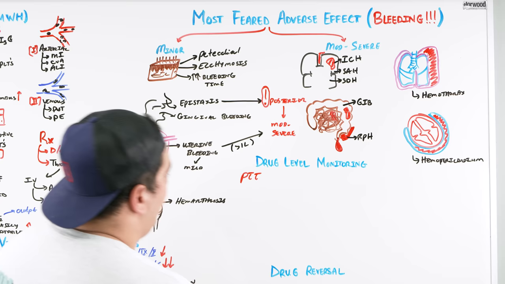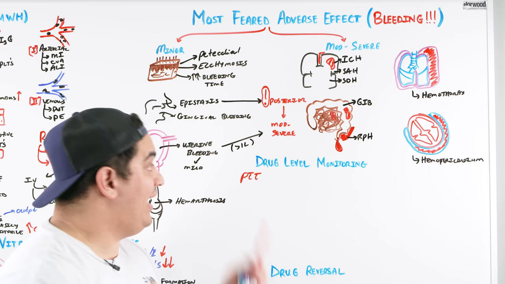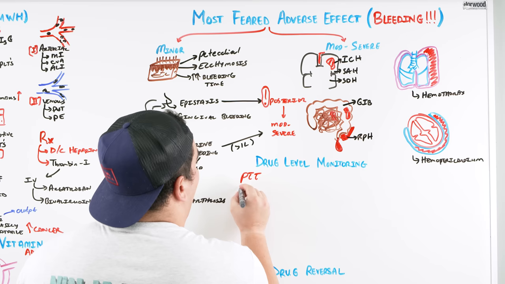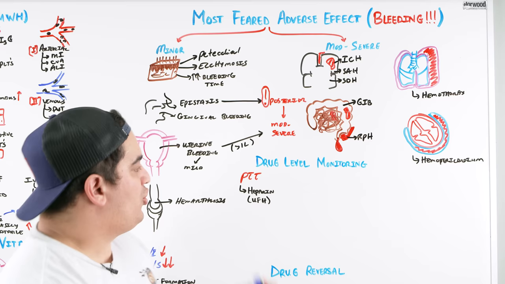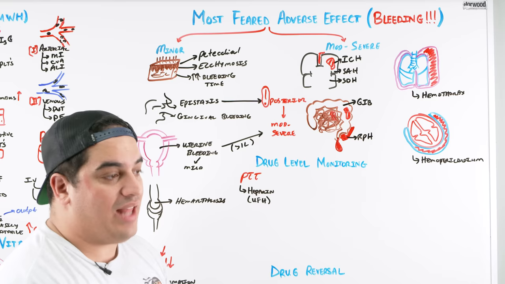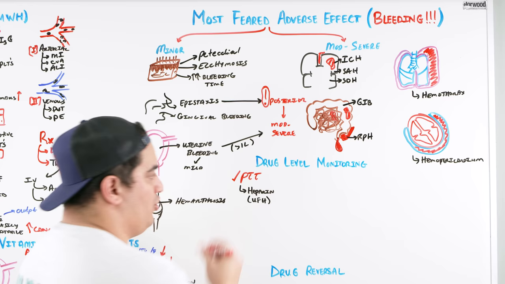Now your PTT is your partial thromboplastin time. And what I want to know is if the PTT is way too high, because that increases the risk of bleeding. So that really looks at a couple of different drugs, but the most common one, to be honest with you, is heparin, and it's really a specific type of heparin. This is unfractionated heparin, which is monitored based upon the PTT level. So if a patient is taking unfractionated heparin, we like to monitor that PTT. So checking the PTT is very helpful for this drug category.